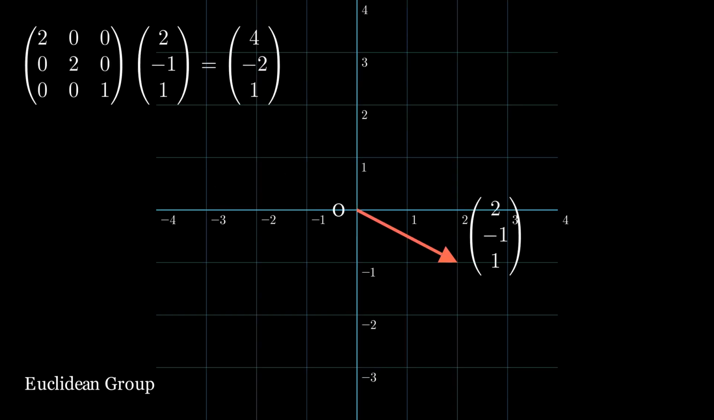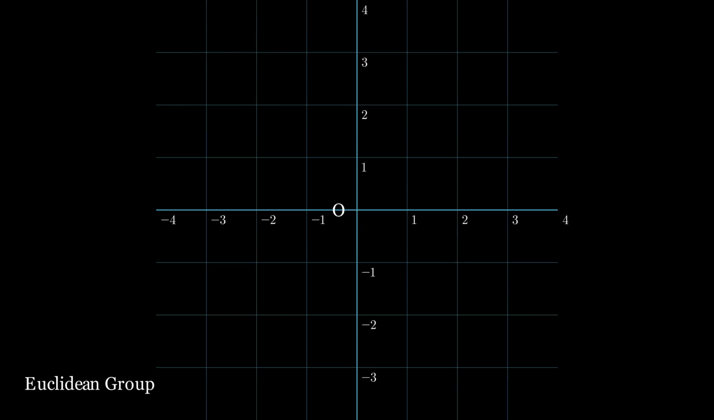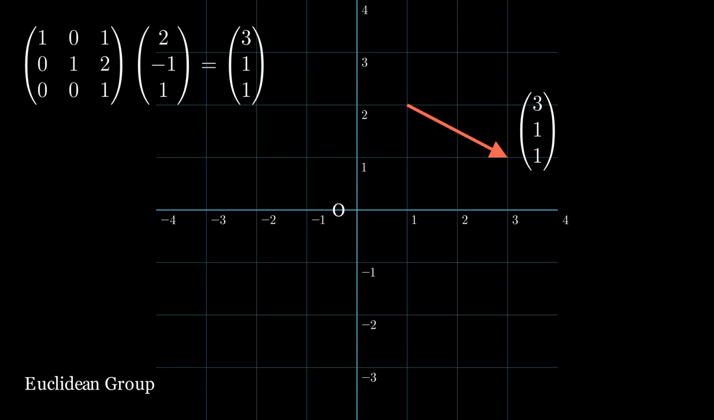Doubling the vector 2, minus 1, 1 results in 4, minus 2, 1 through the following calculation. Translating the vector 2, minus 1, 1 by x, y equals 1, 2 results in 3, 1, 1 through the following calculation. In this notation, we do not explicitly write the base point of the vector. However, we assume that the base point also moves under translation.